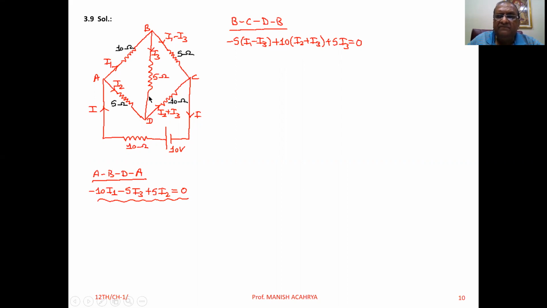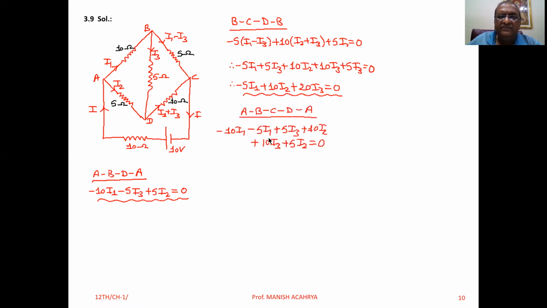Then D to B, you are moving in the opposite direction of current I3. So potential difference across 5 ohm, that is plus 5I3, that is equal to 0. Now simplify this one. So finally, in terms of I1, I2, I3, your equation is minus 5I1 plus 10I2 plus 20I3, that is equal to 0.